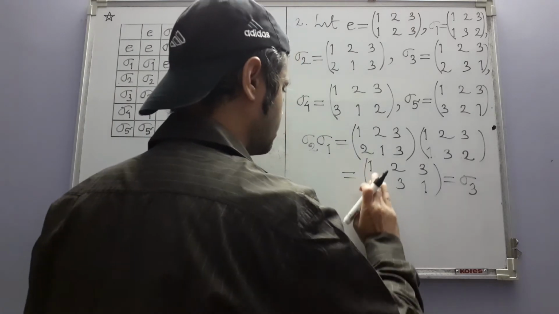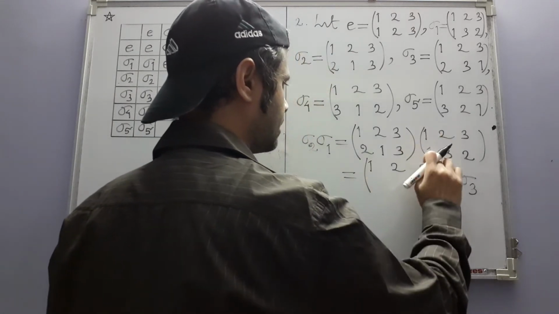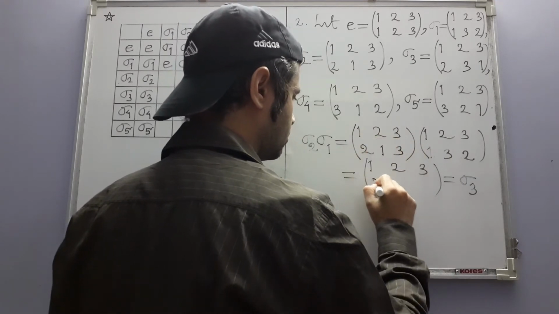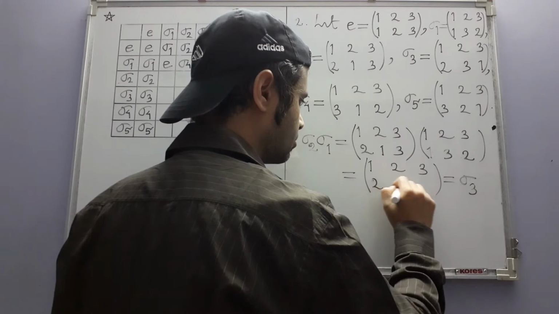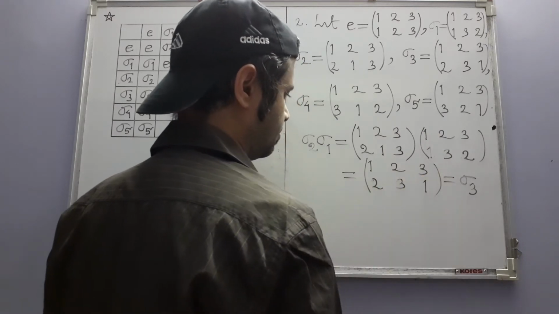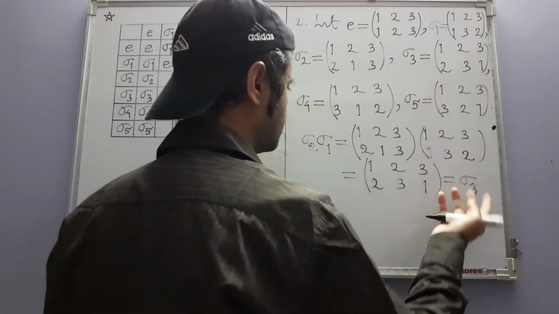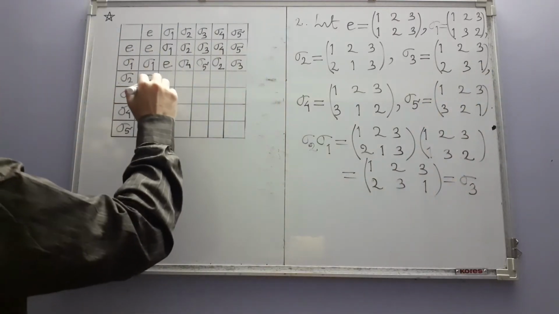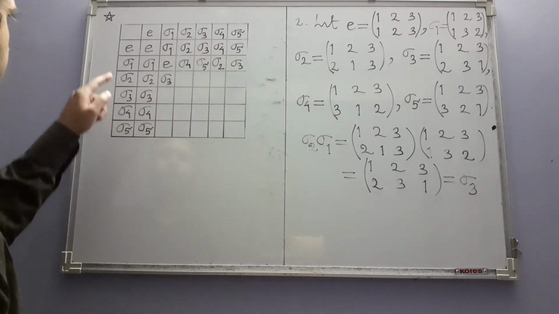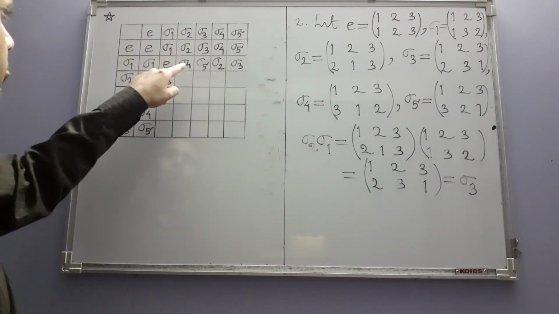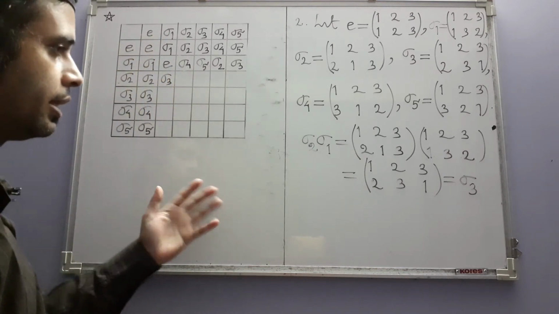Okay, so here we go again. 1 to 1, 1 to 2, 2 to 3, 3 to 3, 2 to 3, so this one will be 1, 2, 3, 1, 2, 3, 1 is 3. Note that sigma 1, sigma 2 is sigma 4, but sigma 2, sigma 1 is sigma 3. They are not the same thing.